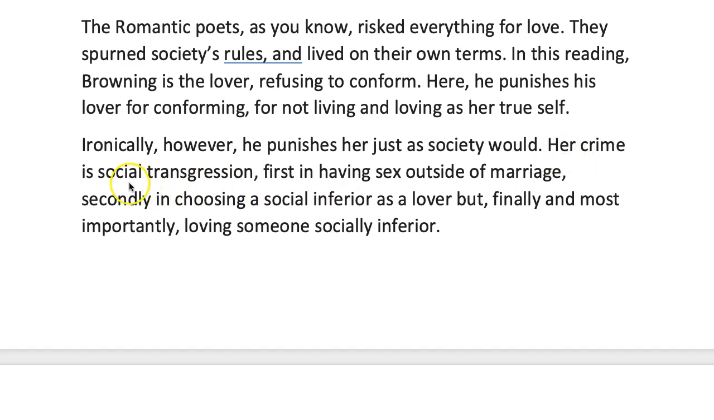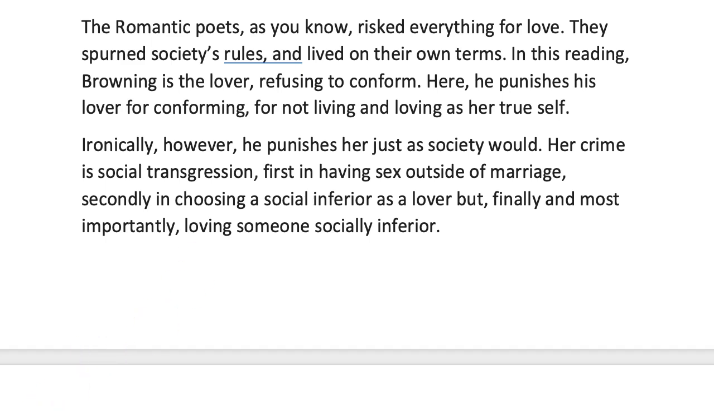Her crime is social transgression, going against society's rules, a great word to steal. First, in having sex outside of marriage, and secondly, in choosing a social inferior as a lover. But finally, and most importantly, loving someone who is socially inferior. So Browning could be making a wider symbolic point here that when we meet this lover who seems mad, actually this lover is only doing what society does to people of different classes. It forbids them from coming together.